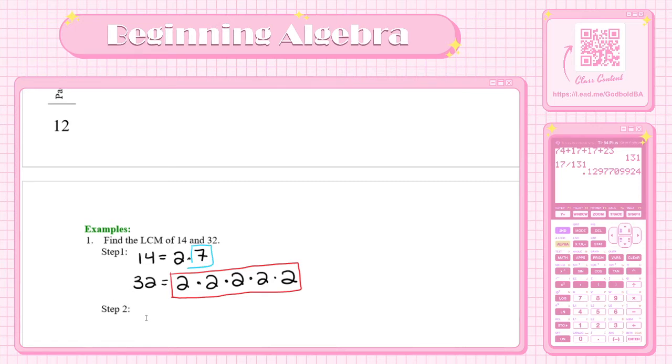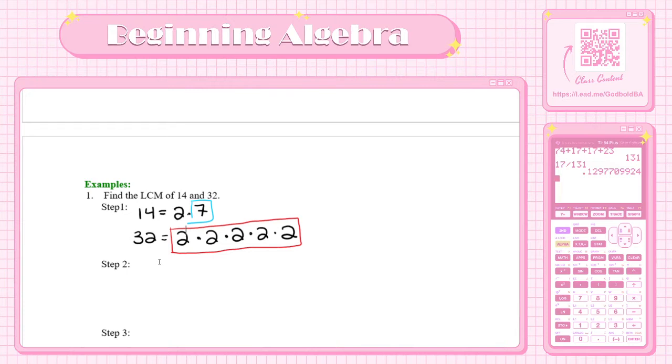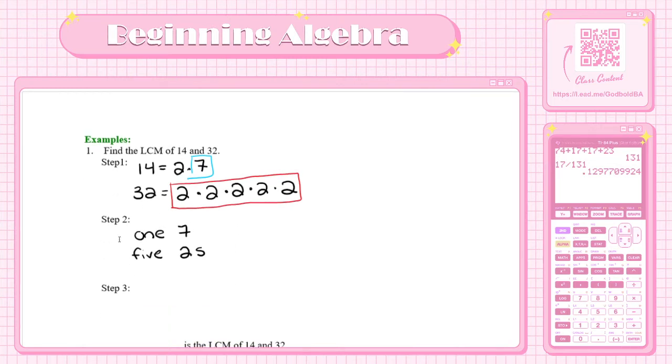So that was actually my step 2. So I see one 7 and 5 2's. Usually I won't write it like this. I'll kind of do it all in one group. So my least common multiple is going to be the product of all of those things I just put in a box. It's going to be the product of the most 7's and the most 2's. So that's one 7 and 5 2's.